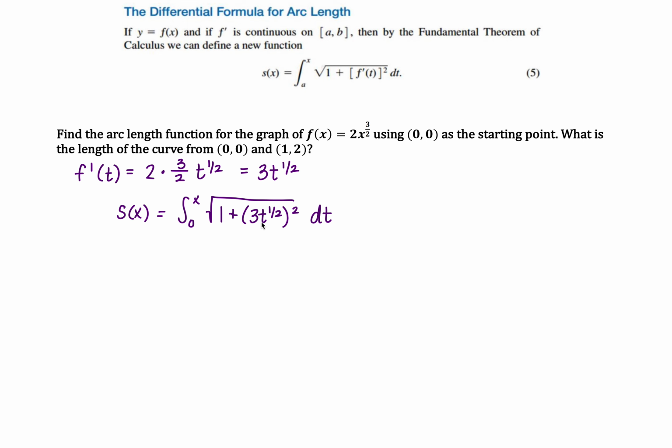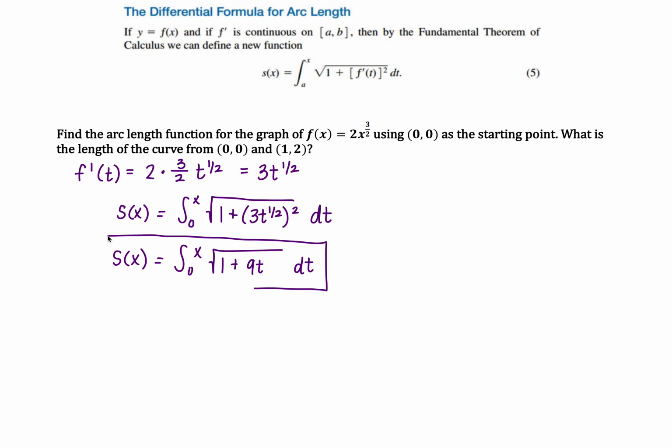When we square 3t to the 1/2, we're going to get 9t. So we have s of x, it's the integral from 0 to x of the square root of 1 plus 9t dt. And that is our arc length function. So as long as we're starting at the point where x equals 0, this will give me the length of the curve up to any given point x.